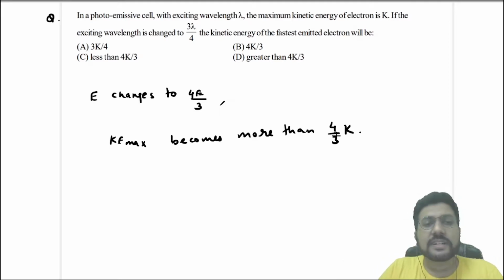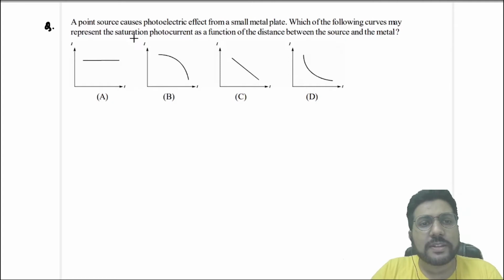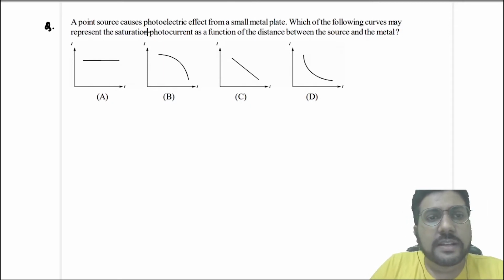Okay, we have already discussed this in our last lecture, where we have seen that if the energy becomes n times, then Ke max becomes more than n times. Now we'll go to the next question, in which it is given that a point source causes photoelectric effect from a small metal plate.